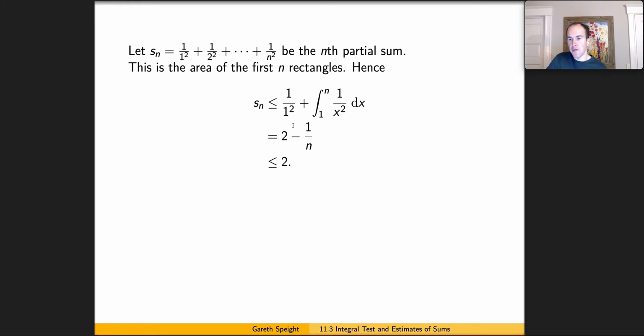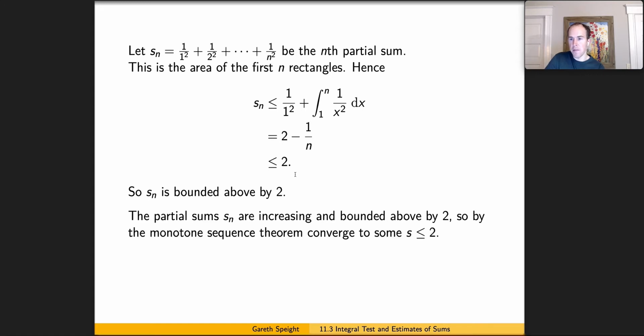So here we have an estimate for the sum of the areas of the first n rectangles. We can say that at least it's less than 2 minus 1 over n. So in particular, it's always less than 2. Now if we think what happens to the limit of Sn, remember the sum of a series is the limit of Sn. Sn is bounded above by 2, and it's increasing because we're adding on more and more terms as n gets larger. So Sn is an increasing sequence that's bounded above by 2, hence it's going to converge to a number that's less than 2.